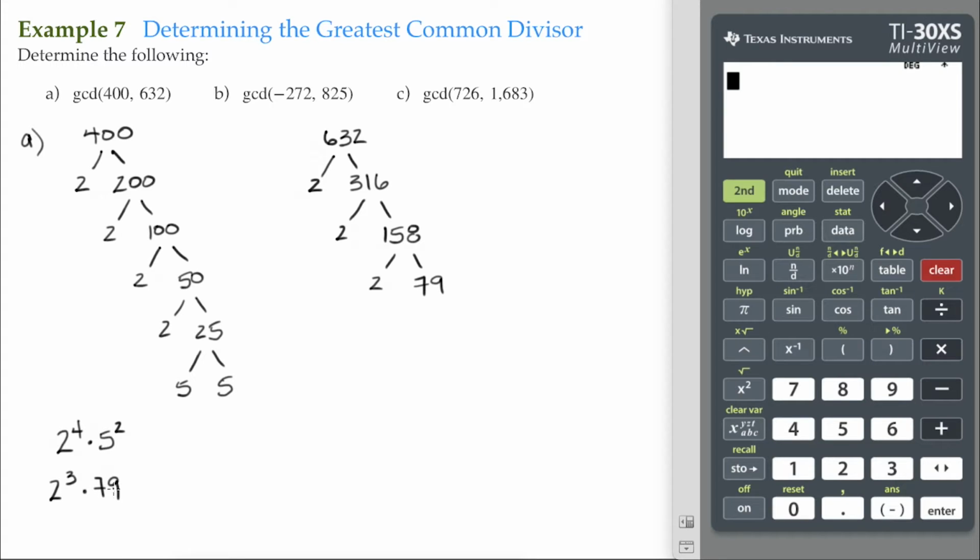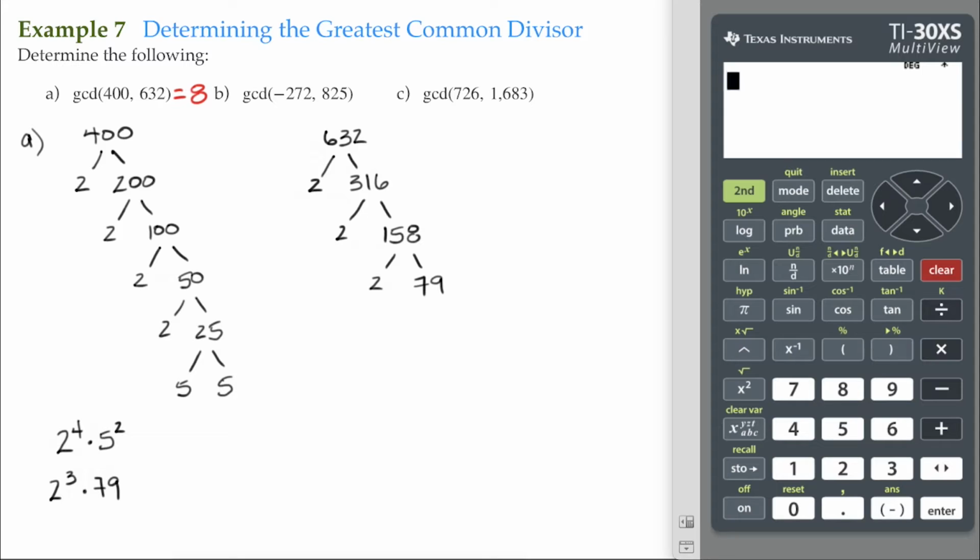So then to determine the greatest common divisor, we have a base here of 2 that's in common between the two, and at most there's 3 in each one of our divisors here. Don't forget 2 to the 4th is 2 to the 3rd times 2. So 2 to the 3rd appears at most in both of these, and 2 to the 3rd is 8. So the greatest common divisor between 400 and 632 is 8.